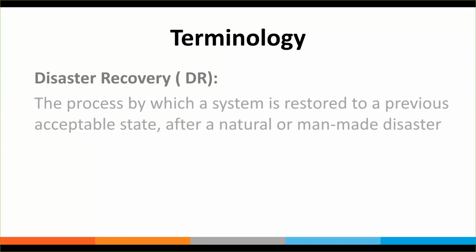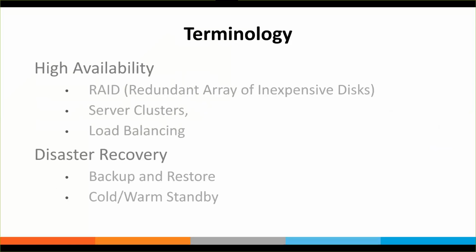Disaster recovery is the process of getting back up to speed after that. So that's the difference between them. High availability is staying up as long as possible and preferably not going down at all. Disaster recovery is getting your data and your operations back up to speed as quickly as possible after you go down. There are a couple of different ways you can do both. High availability will use a RAID, redundant array of inexpensive disks, server clusters, and load balancing. And disaster recovery relies mostly on backup and restore, and sometimes on a cold or a warm standby site.